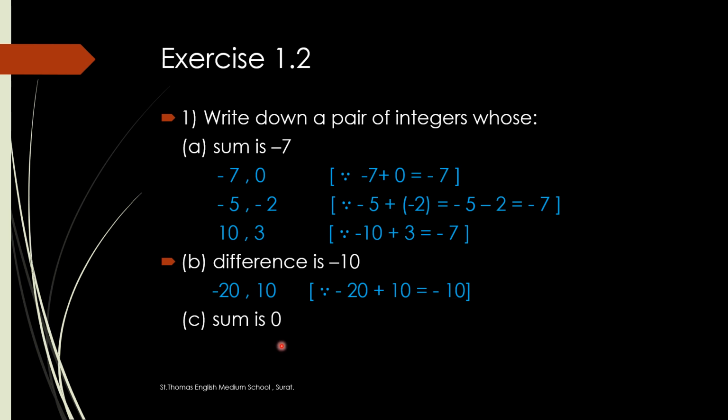Sum is 0. That is very easy. Any number. Minus 7 plus 7 is 0. Minus 5 plus 5 is 0. We already discussed it. So 5 and minus 5, because 5 plus minus 5, answer is, remove the bracket, plus into minus, minus. So 5 minus 5, answer is 0.